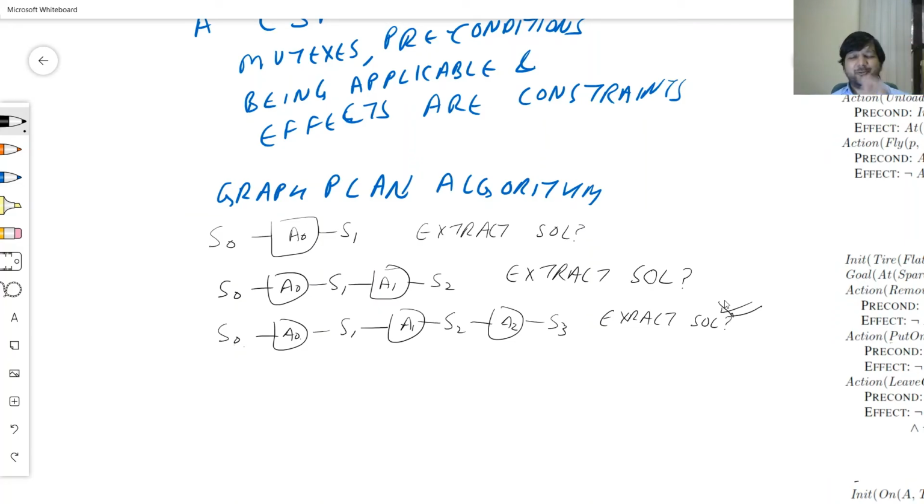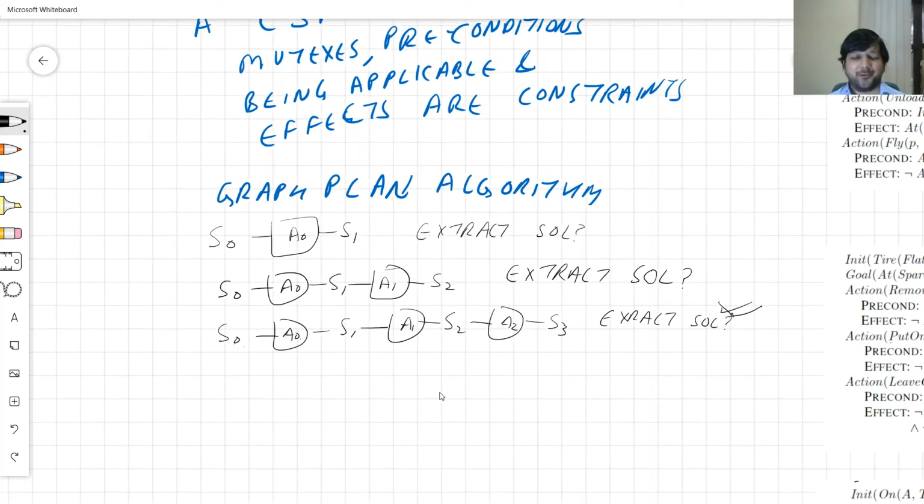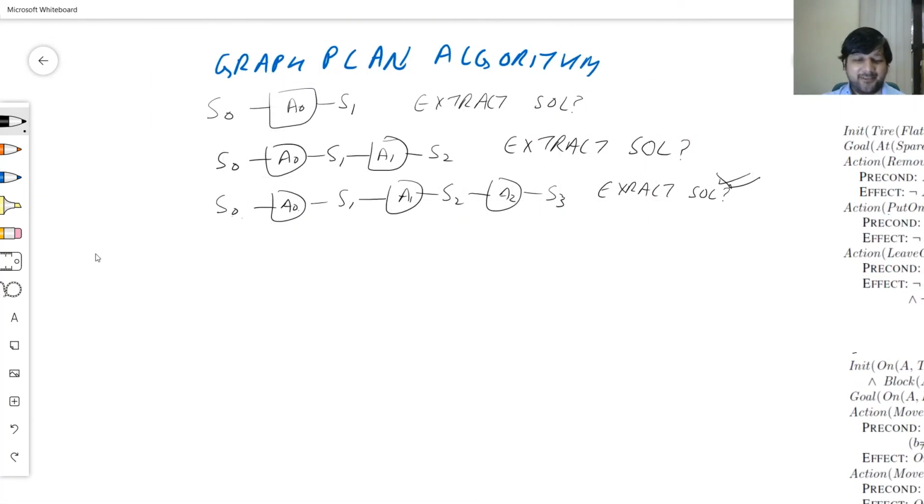There's one little trick that you can play around with over here, which is till the set level heuristic, you know that there is no solution. So I could first expand the graph till the set level heuristic.